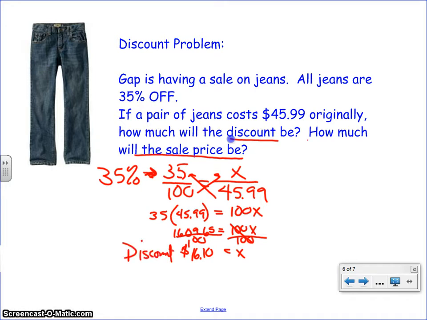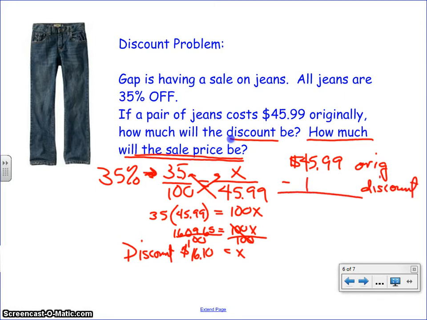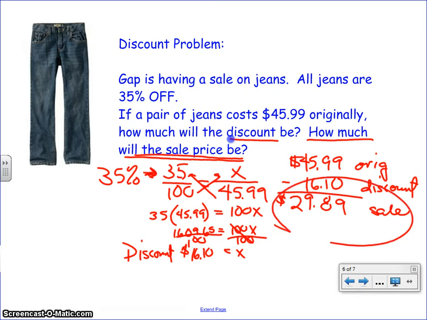But how much will the sale price be? Well, if the original price was $45.99, that's the original, and you subtract the discount, this is how much they're taking off the original price, which we now know is $16.10. The sale price is going to be what? $29.89. Okay? So that is the sale price.